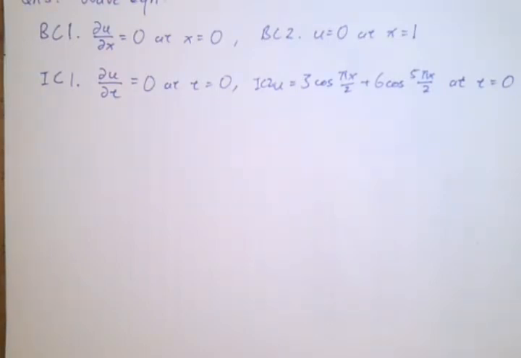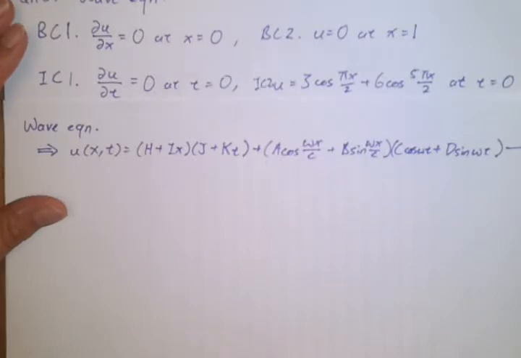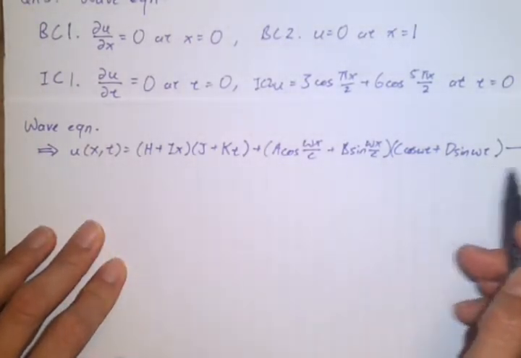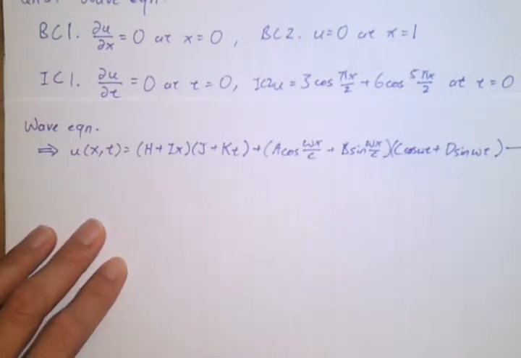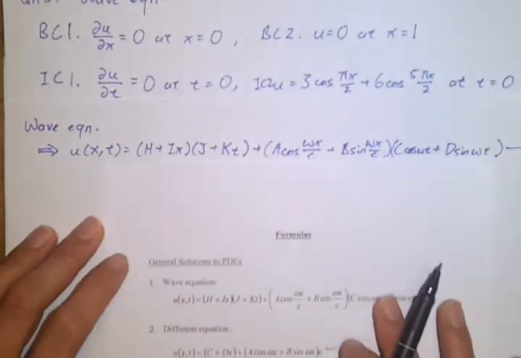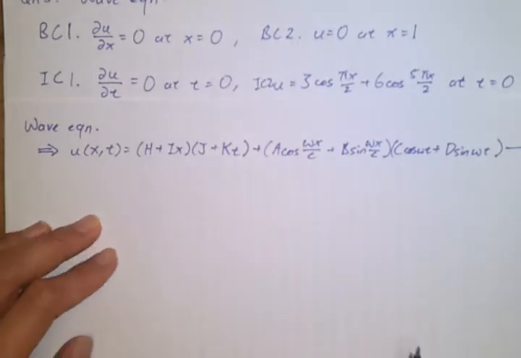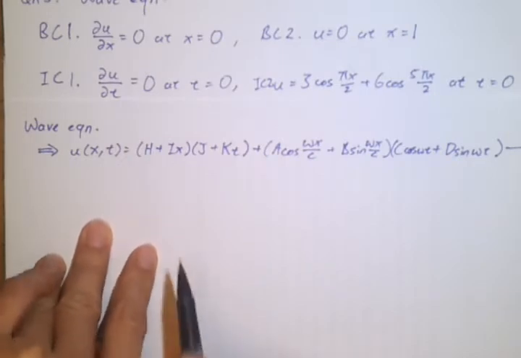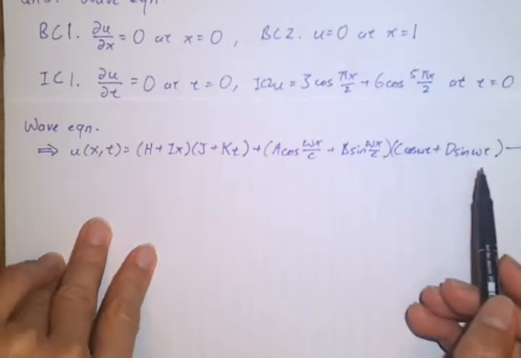So as usual, since it's the wave equation, you can just go to your formula sheet and find that the general solution to the wave equation is this. So this, which I call equation 1, is actually the general solution that's copied directly from the formula sheet which will be provided to you. Right, so same thing, we can now start applying the boundary conditions to find out what all these unknown constants h, I, j, k, a, b, c, d are.